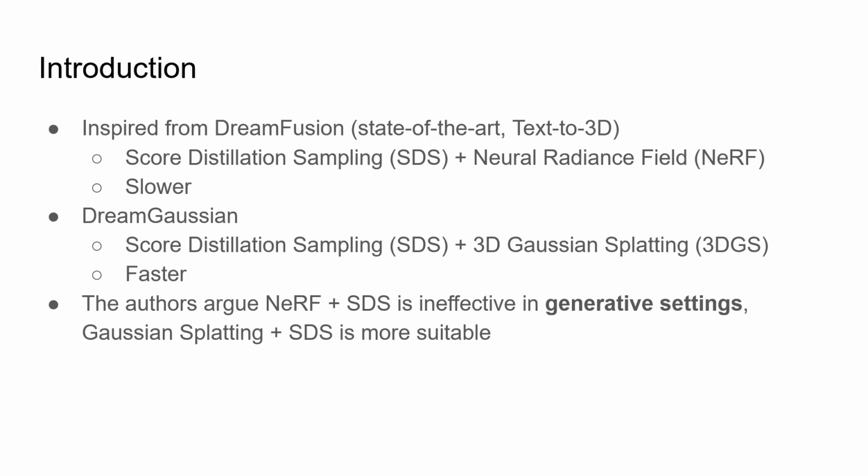The key difference lies in the 3D representation. Instead of using neural radiance field, or NeRF, DreamGaussian introduces a novel approach by using Gaussian splatting as the 3D representation. These two different representations lead to distinct advantages and trade-offs in terms of efficiency and quality. And the authors argue that the combination of occupancy pruning in NeRF and SDS loss is ineffective in generative settings, and state that Gaussian splatting is specifically more suitable for this task.